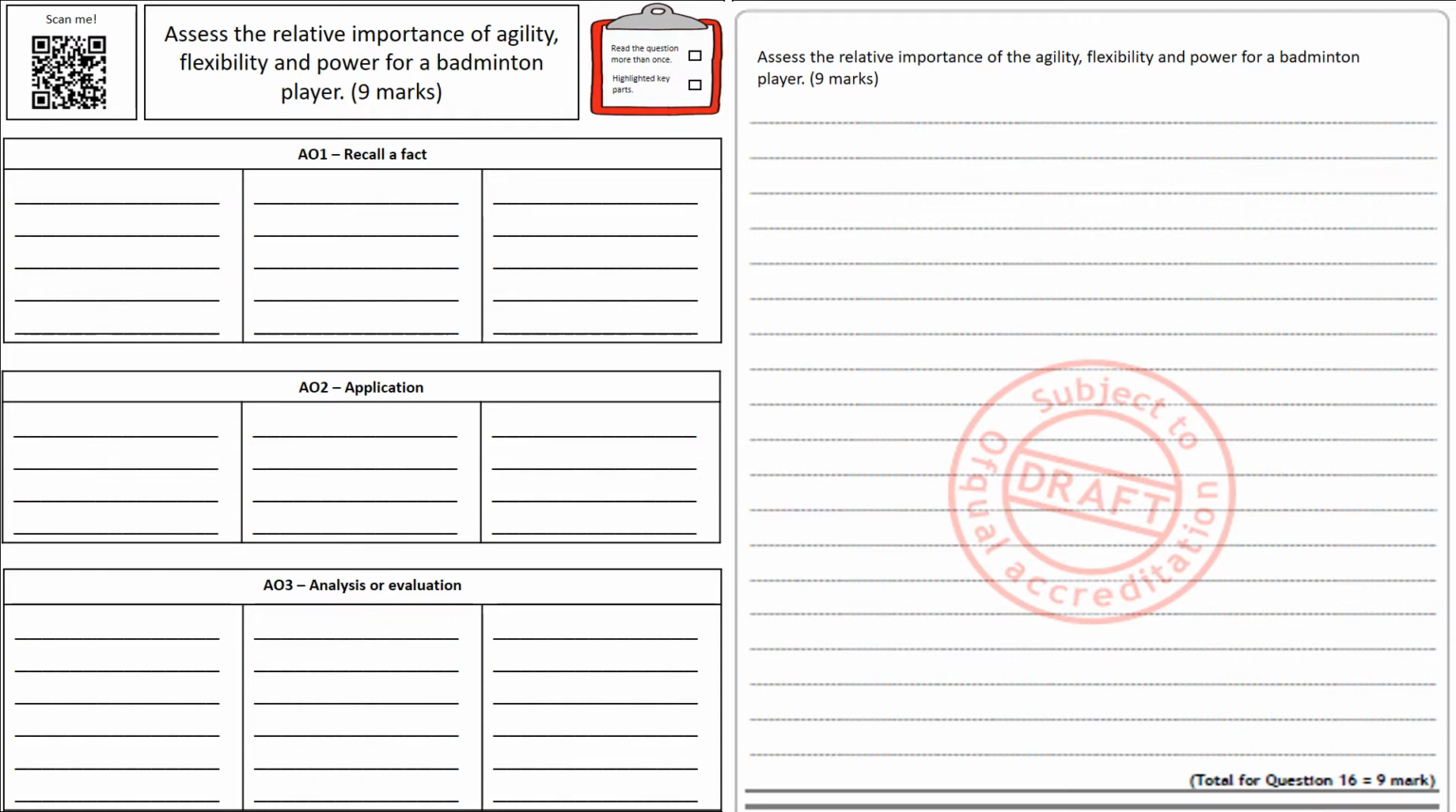That will draw your attention towards certain parts of this question. So let's look at the question first. Assess the relative importance of agility, flexibility and power for a badminton player. Now there are 5 steps that we always follow. First of all, I'd like you to read the question really carefully, and that might include reading it more than once. So press pause on the video and do that now.